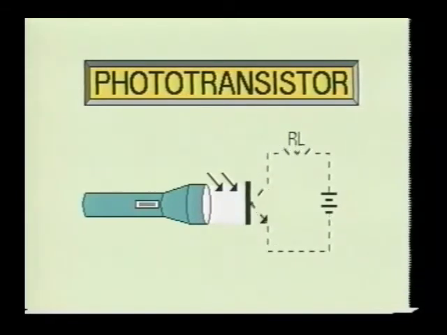Phototransistors are widely used as photodetectors for such devices as day-night switches, alarm systems, punch tape readout devices, or any type of circuit which requires the use of some form of light energy to activate the system.